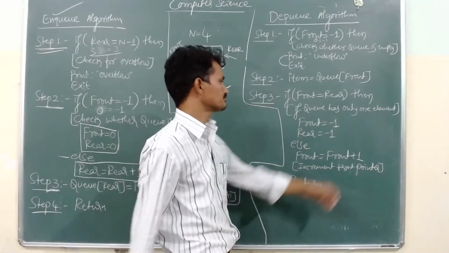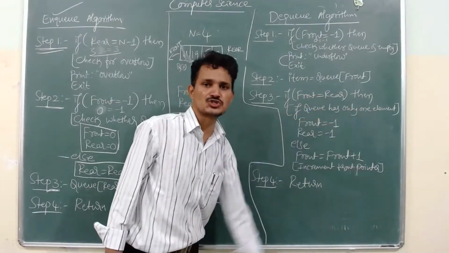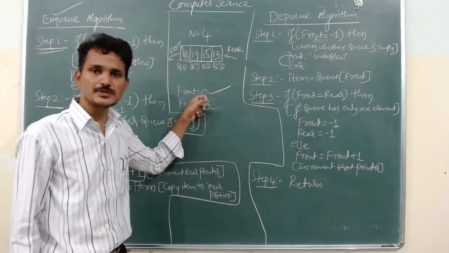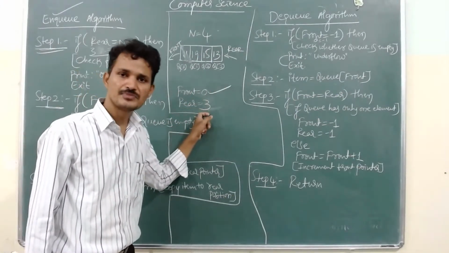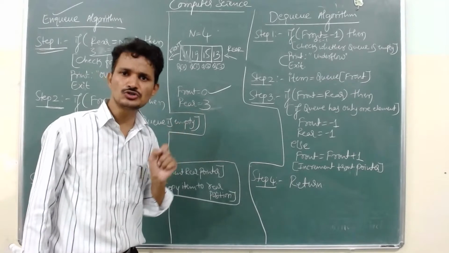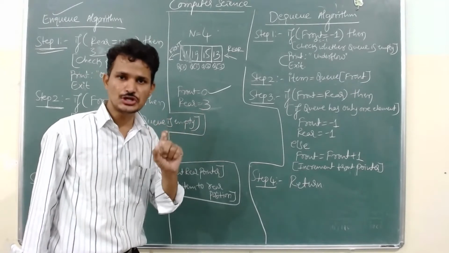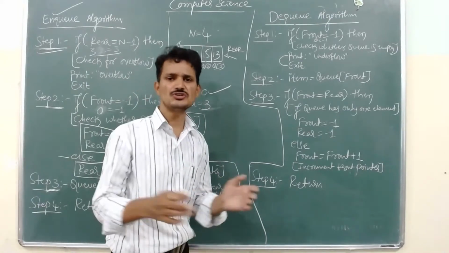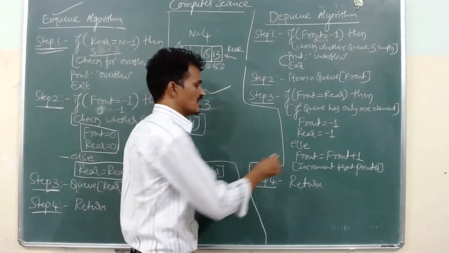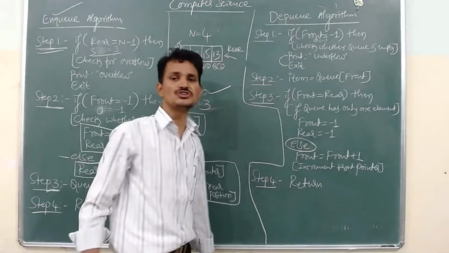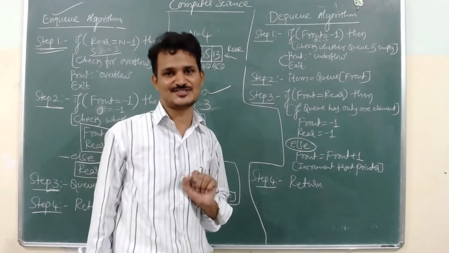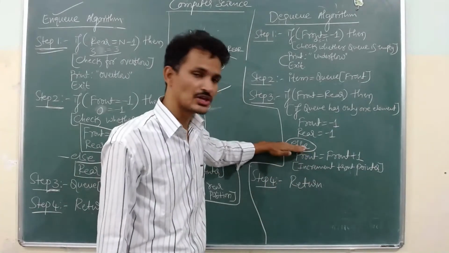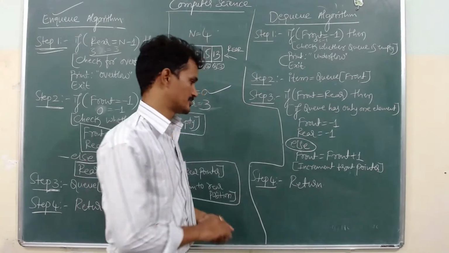Step 3. If front is equal to rear, what is the value of front? 0. And what is the value of rear? 3. 0 is equal to 3? The condition is false. 0 is not equal to 3. Condition false means I am going to execute the else part.